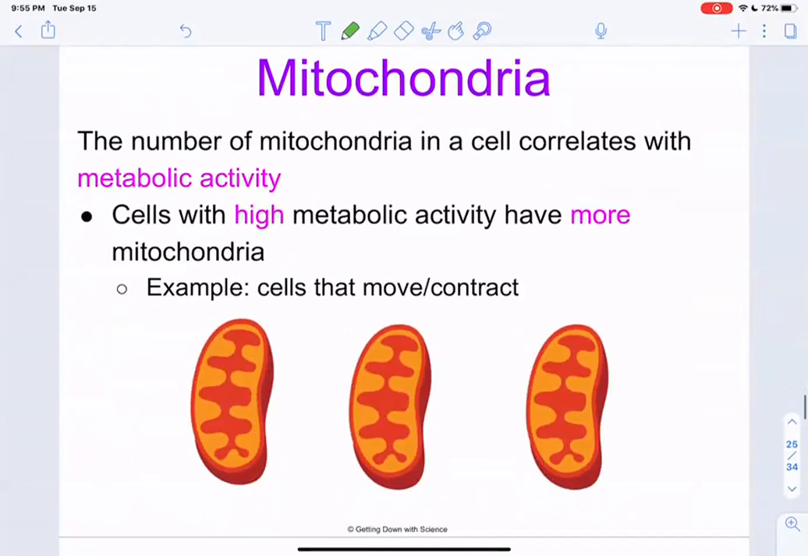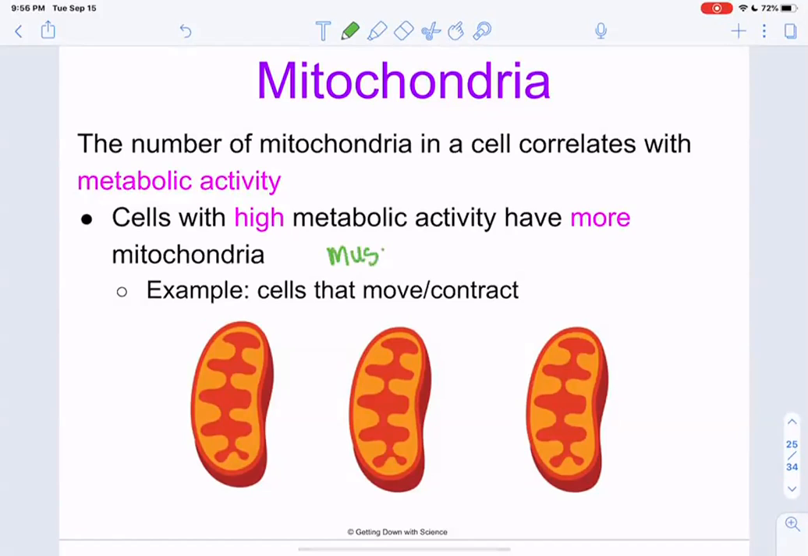The number of mitochondria in our cell correlates with metabolic activity. What I mean by that is cells with higher metabolic activity will have more mitochondria. What is an example of a cell that requires a lot of metabolic activity? We're using it all the time. Our muscle cells have tons of mitochondria.